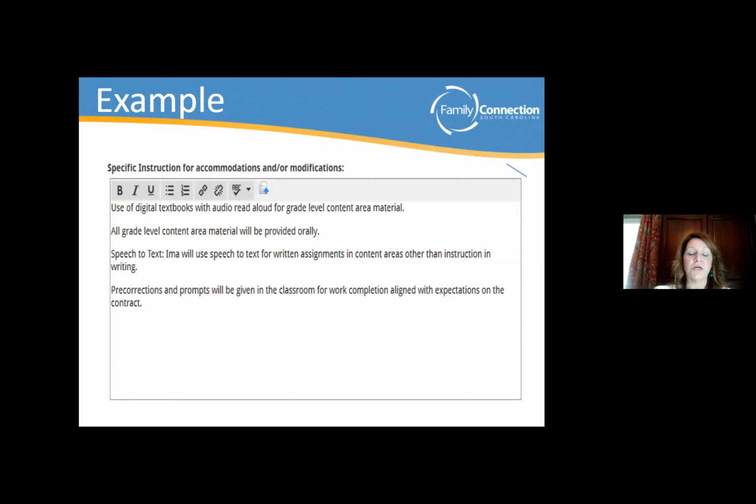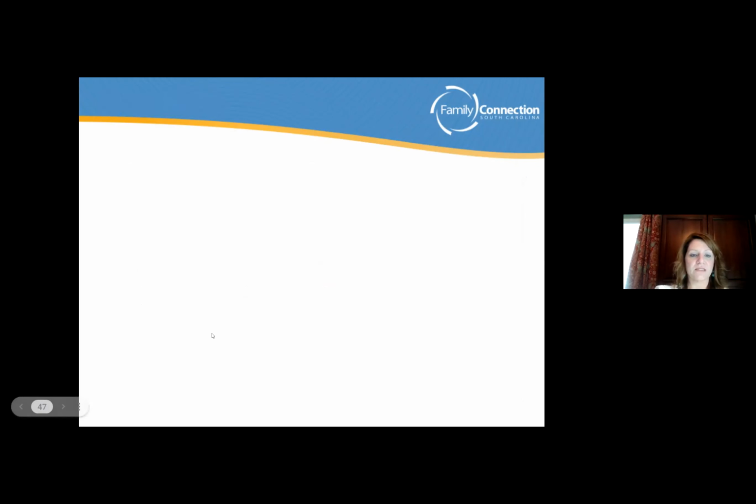We wouldn't read something for a student if we're assessing their comprehension of the written word. Here, the same thing too. You could use speech to text for written assignments unless you're assessing her writing. And then pre-correction and prompts given in the classroom for work completion aligned with expectations on the behavior contract. So just ensuring some success by giving that consistent feedback and positive criticism.